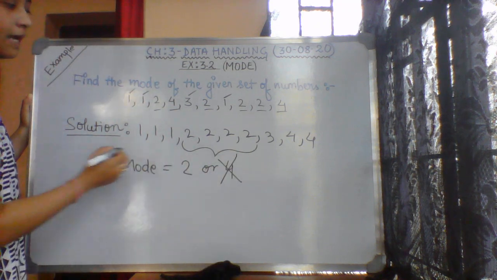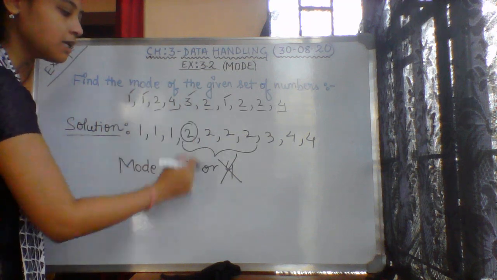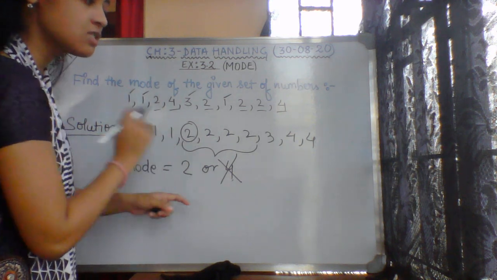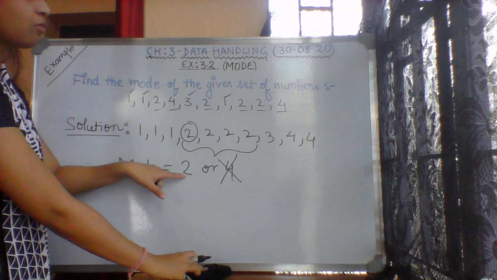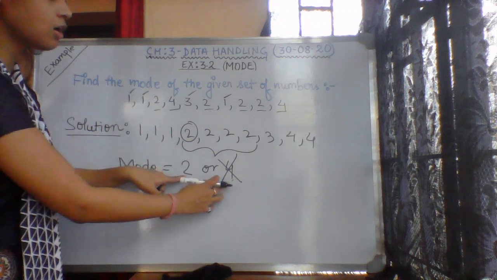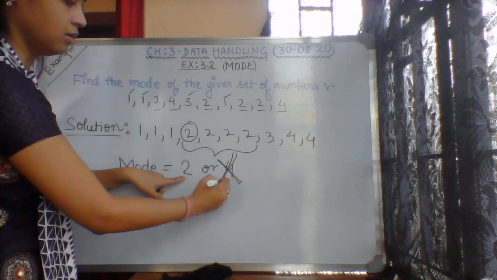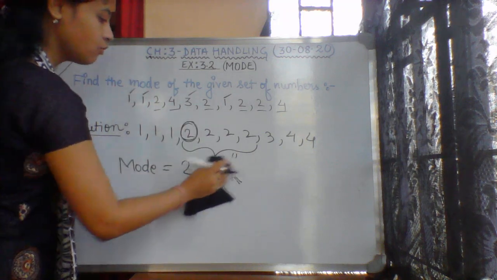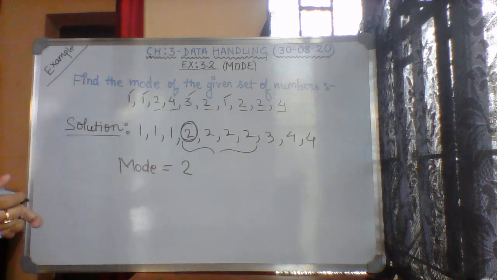That observation which is occurring maximum times will be our mode. How many times it is occurring, that is not our mode. That observation will be our mode. It is not how many times it is occurring. That is not our mode. The observation will be our mode. So be careful with this. So our mode here will be 2.